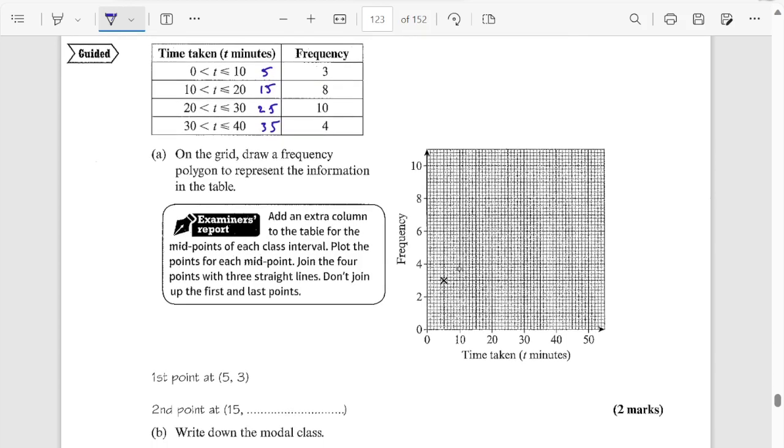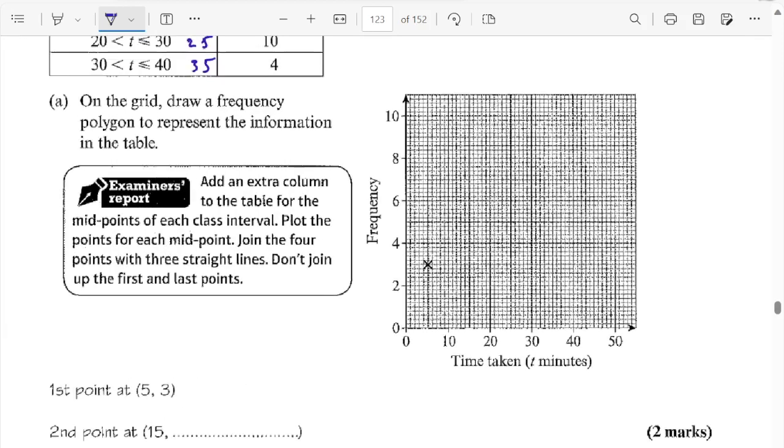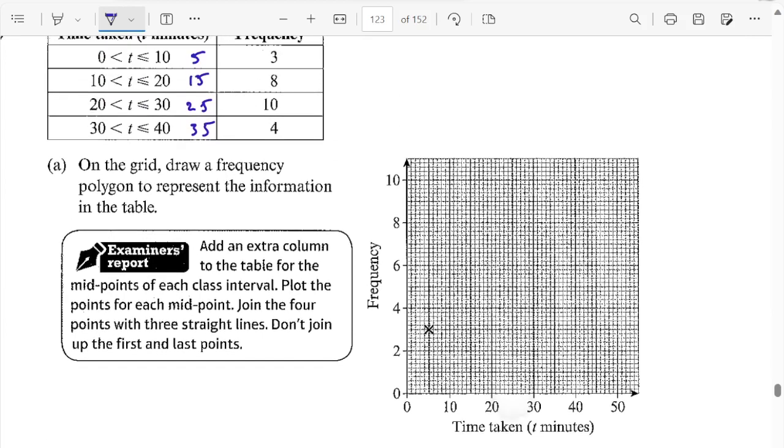First one's plotted for us. We always plot the midpoint for a frequency polygon. And we've got 5 and 3 already plotted for us. Our next one then is 15 and 8, which is going to be there. Our next point is going to be 25 and 10, which would go there. And then our final point is 35 and 4.